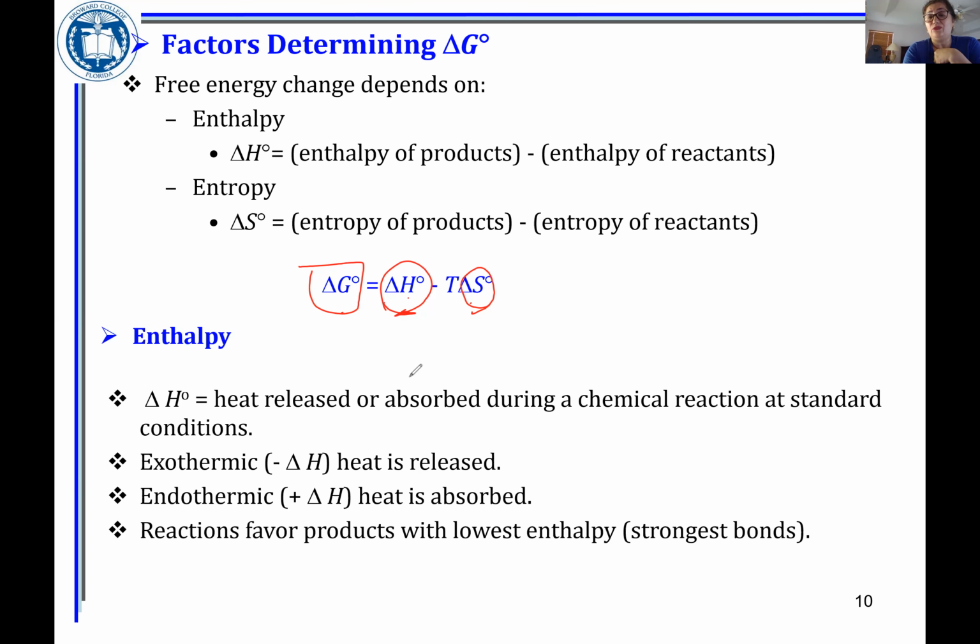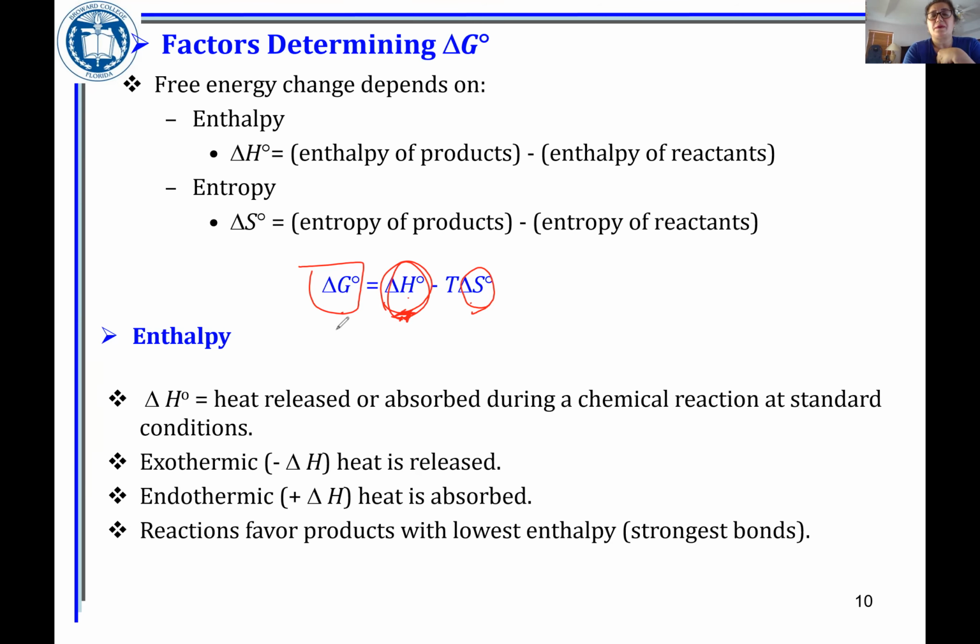That means it is an endothermic reaction. Delta H negative means it is an exothermic reaction. Exothermic or endothermic is determined by the delta H value, but spontaneity is determined by delta G. A positive value for delta G means that at the given temperature or condition, this reaction is not spontaneous.